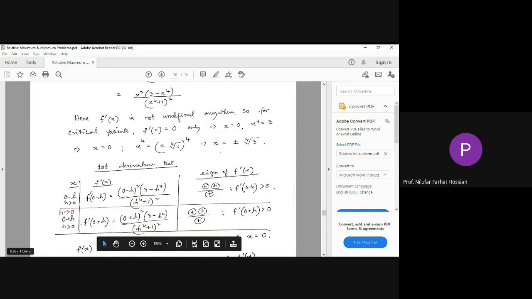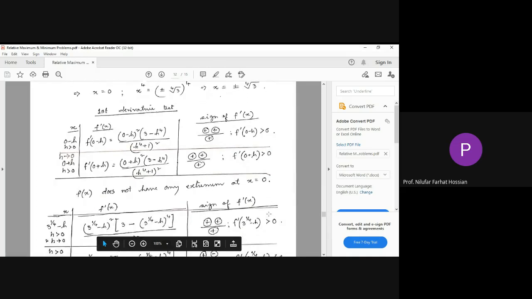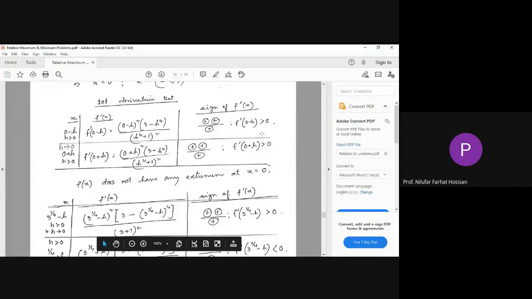Now you take 0 plus h. So 0 plus h whole square into 3 minus h to the power 4. Minus h and plus h, since the power is 4, it will be h to the power 4. So this factor positive, this factor positive, positive by positive, this is also positive. So you see there is no change in sign. So there cannot be any relative maximum or minimum at the point x equal to 0.